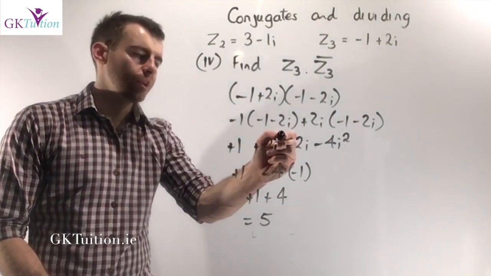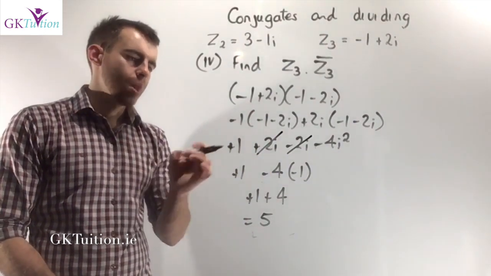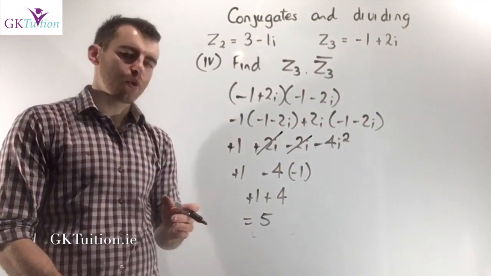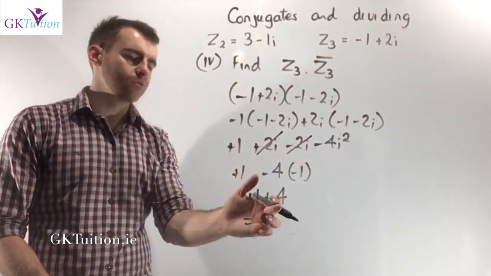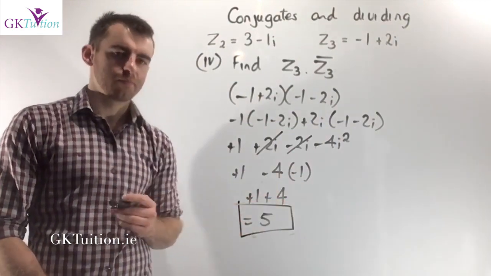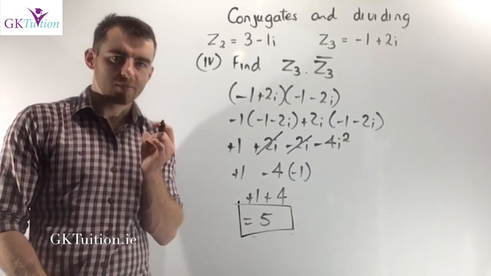And now the terms in the middle, the plus 2i and the minus 2i, will cancel each other out. So that means I'm left with a plus 1 here, and the minus 4 times i squared becomes minus 4 times minus 1. Minus by minus gives me plus, so I end up with 1 plus 4, and my final answer there is 5.